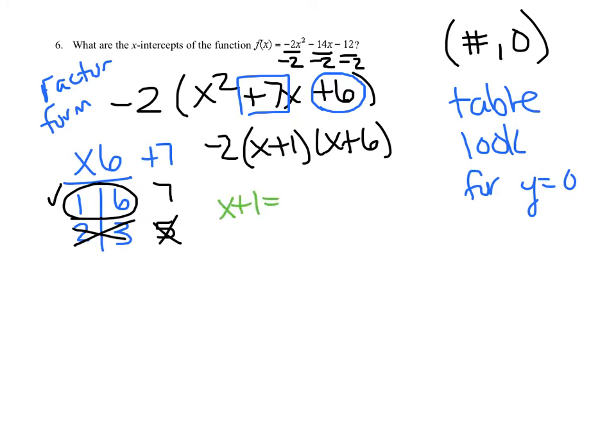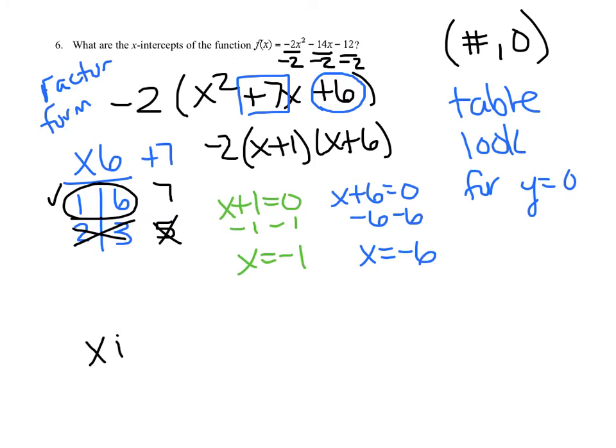X plus 1 equals 0, so I have to subtract 1 from both sides. X equals negative 1. This one, x plus 6 equals 0. Subtract 6 from both sides. X equals negative 6. So my x-intercepts are negative 1, 0 and negative 6, 0.